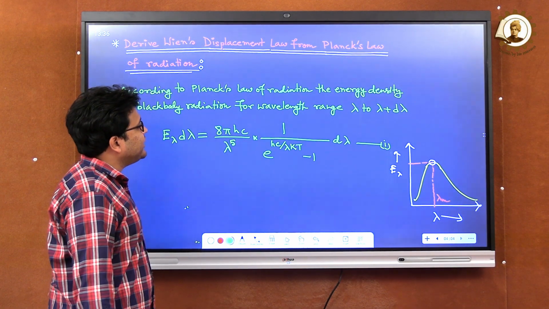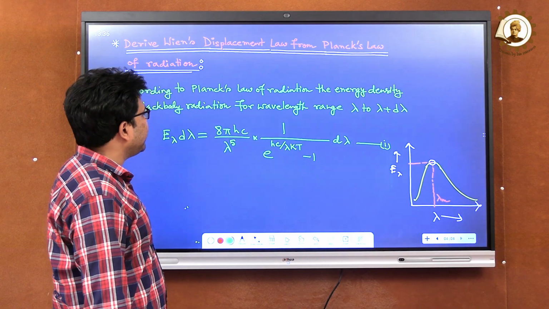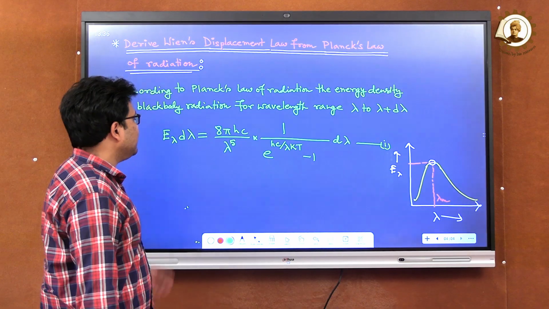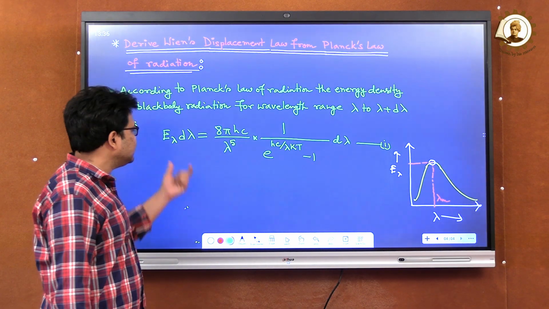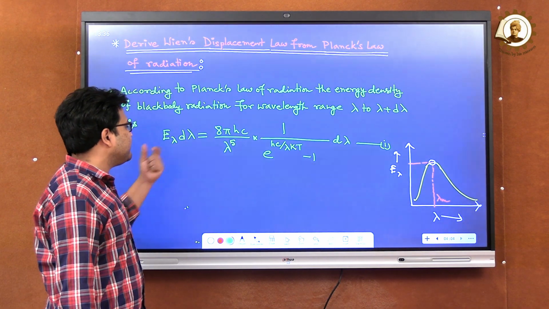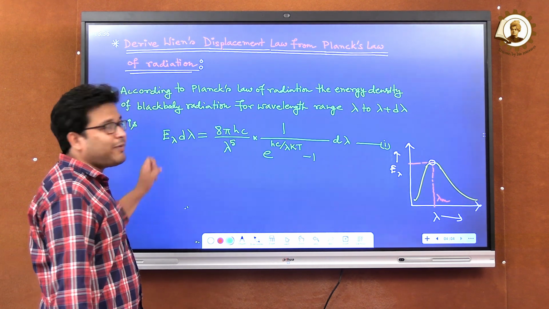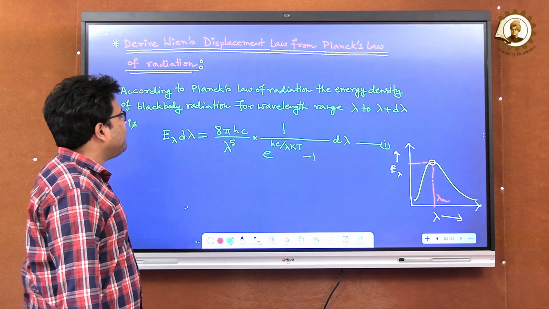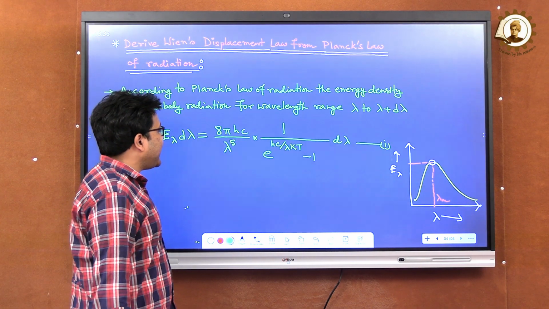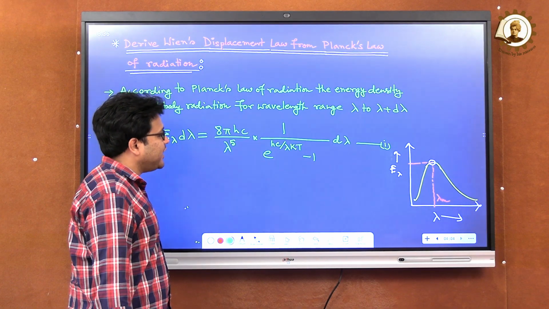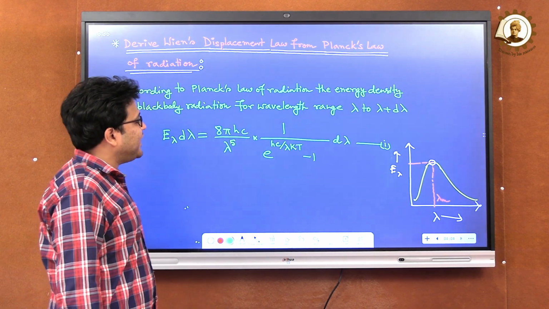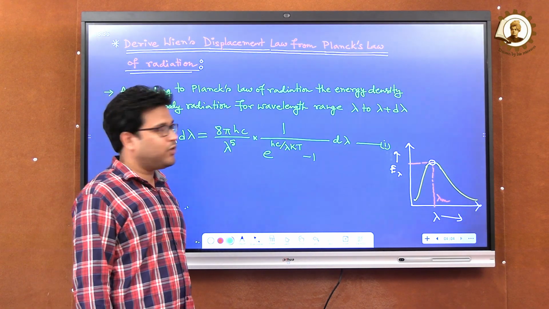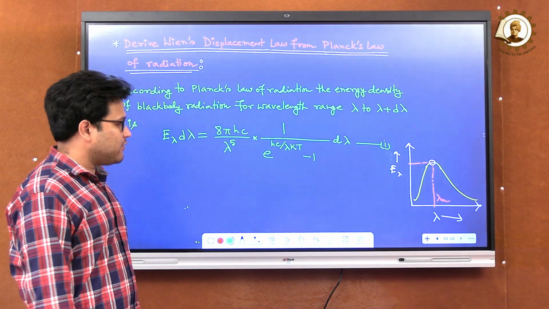According to Planck's law of radiation, the energy density of blackbody radiation for the wavelength range lambda to lambda plus d lambda is denoted by E lambda d lambda. On the left hand side we have E lambda d lambda, which equals 8 pi hc by lambda to the power 5 into 1 by e to the power hc by lambda kT minus 1 into d lambda. This is the well-known expression for energy density according to Planck's law of radiation.